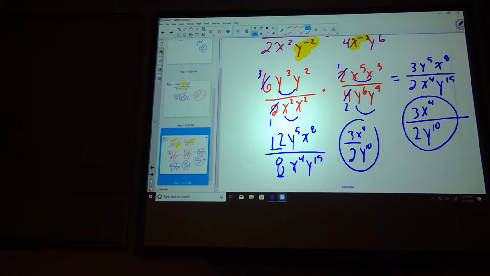Anything else you want to take a look at? To where? 2, 4.